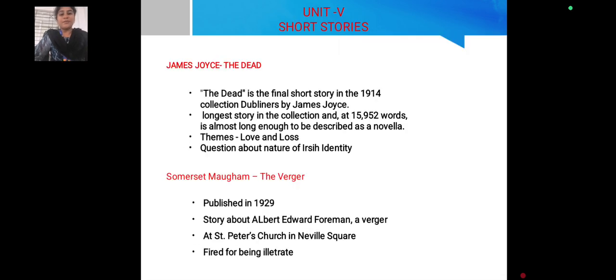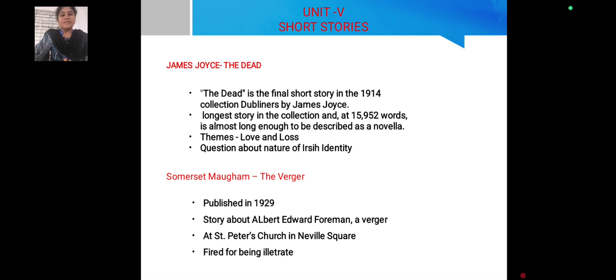In the 5th unit we have two short stories. One is James Joyce's The Dead, and the next short story is Somerset Maugham's The Verger. When we look at the author name James Joyce, we should remember the technique introduced and used famously by him, that is the stream of consciousness technique. Stream of consciousness is nothing but a technique that captures the flow of thoughts of a human being. After James Joyce, Virginia Woolf is an exponent of using stream of consciousness techniques in her novels.